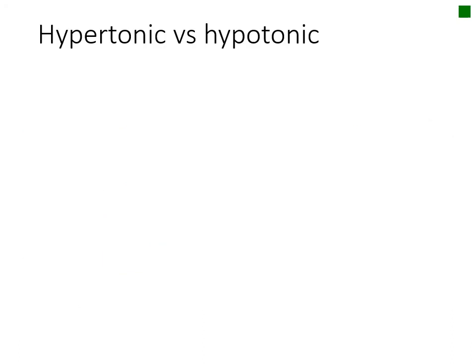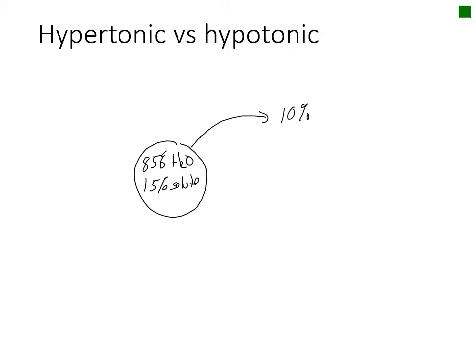The difficulty with determining if an environment is hypertonic or hypotonic is that the water concentration is not typically given. Instead, the concentration of solute, not solvent, is provided. For example, if you have a cell that has 85% water, that means it's also 15% other stuff. That other stuff is the solute. You take that cell and you put it into a 10% sodium chloride solution.